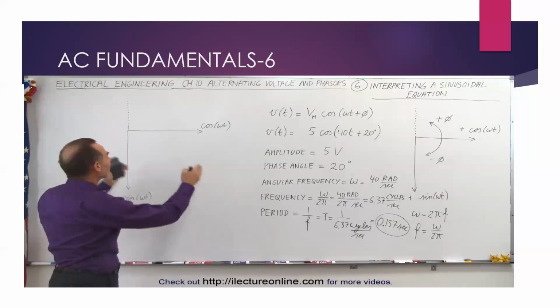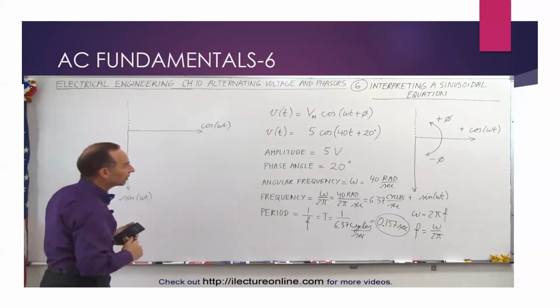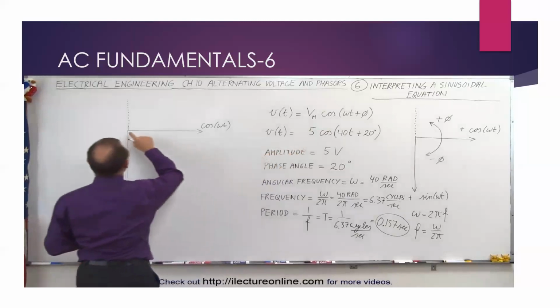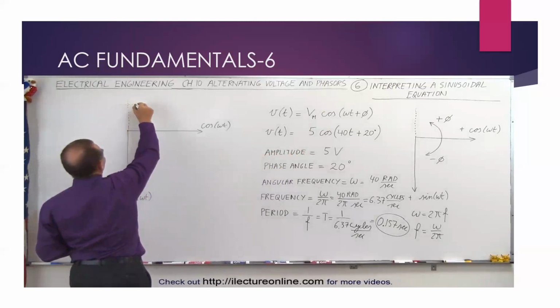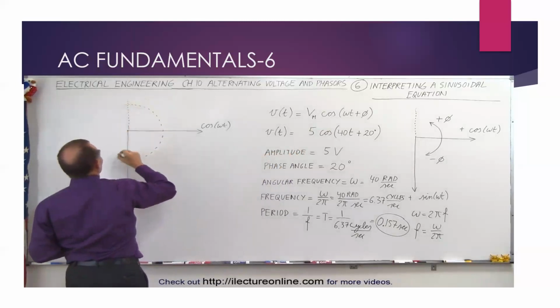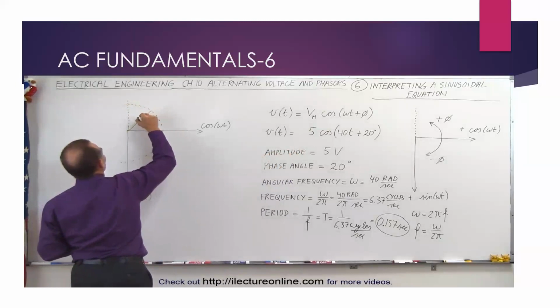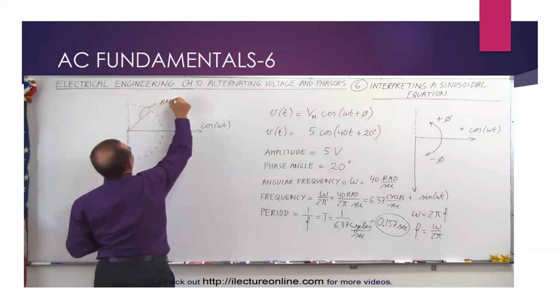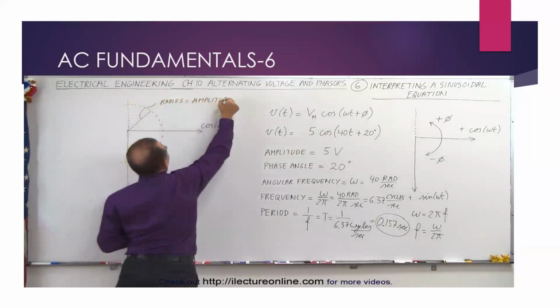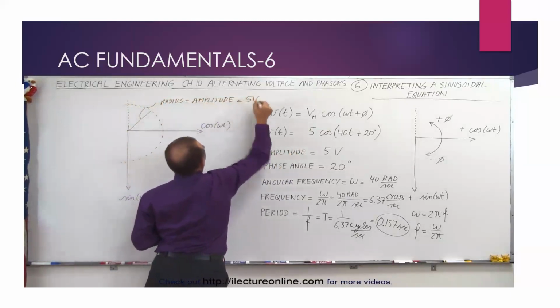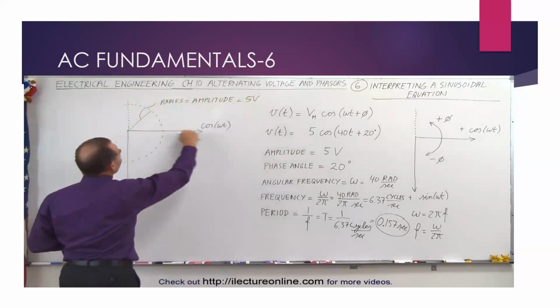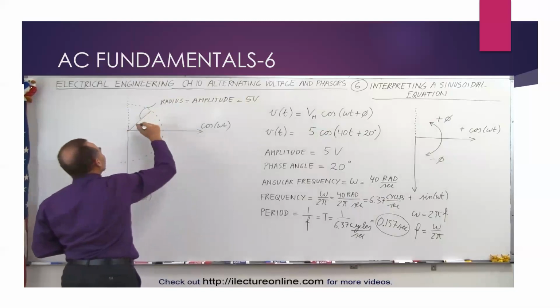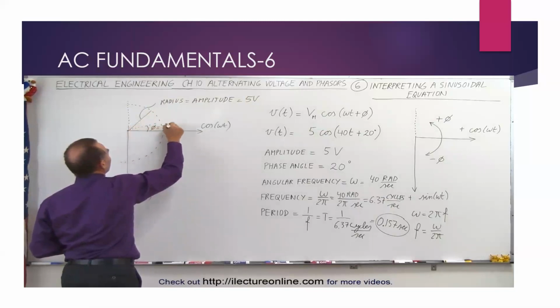Now let's go ahead and draw that on our graph right here. First of all, the amplitude is 5, so this is 5 away from the point right there. We can draw a circle, and the radius of the circle represents the amplitude, in this case 5 volts. Next, the phase angle, positive 20 degrees, is measured from the positive horizontal axis 20 degrees up. This is equal to the phase angle of 20 degrees.